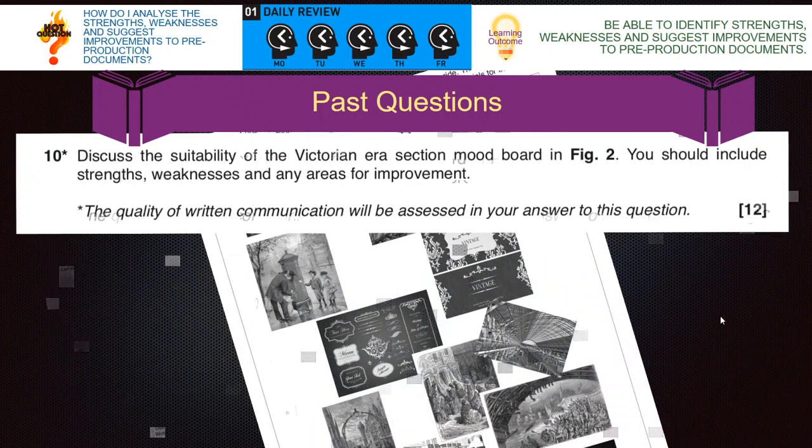Here's another one. So this time you've been given a mood board. Discuss the suitability of the Victorian era section mood board in figure 2. You should include strengths, weaknesses and any areas for improvement. Again, there's the legal statement, and again, this time it's worth 12 marks.